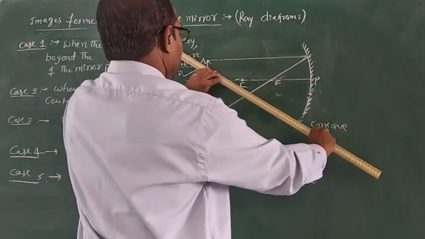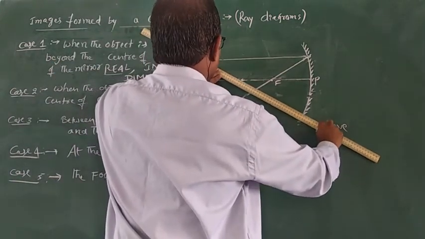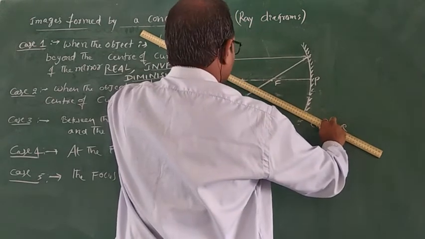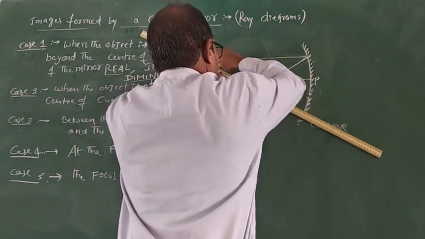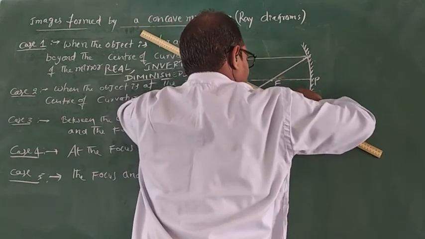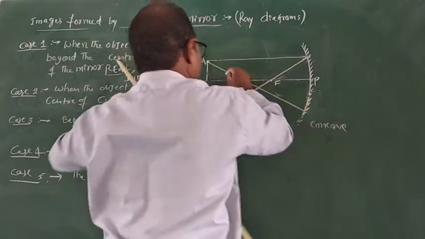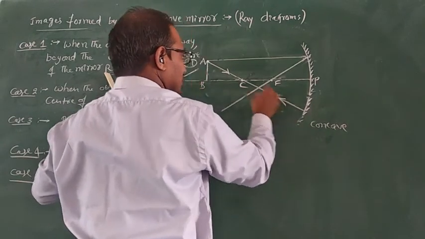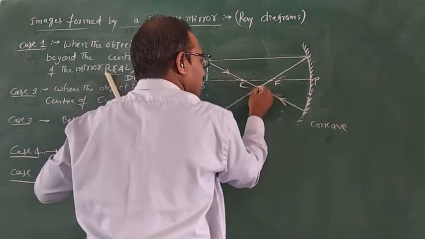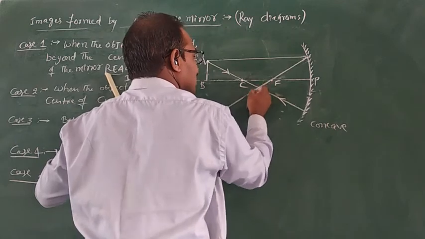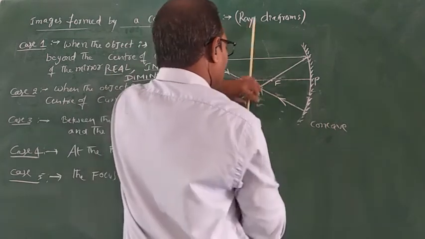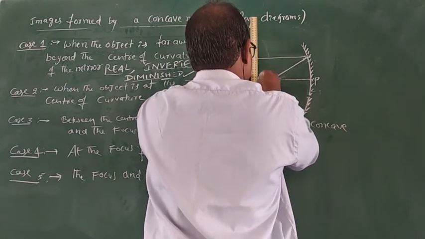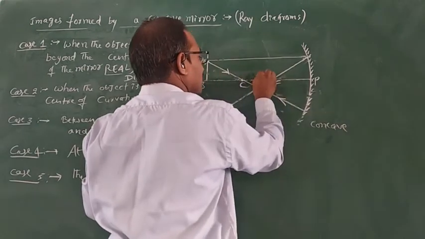And here, a ray directed toward the center of curvature retraces its path. Where they are meeting, here they are meeting. This is A prime. And now if I draw these two lines, here are A prime and B prime.